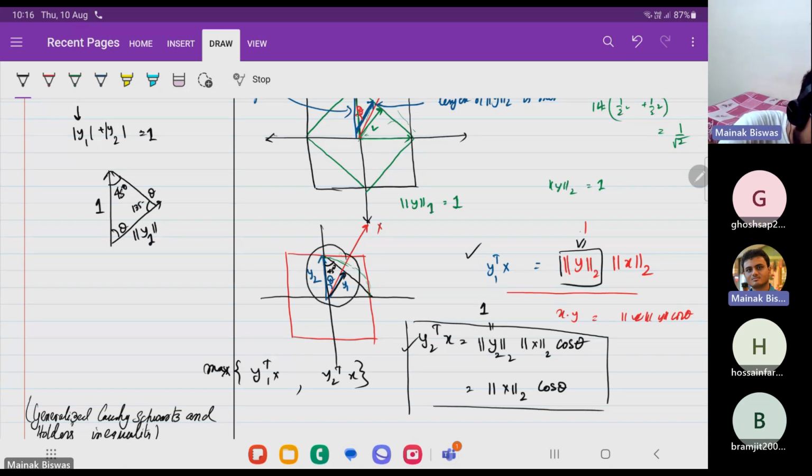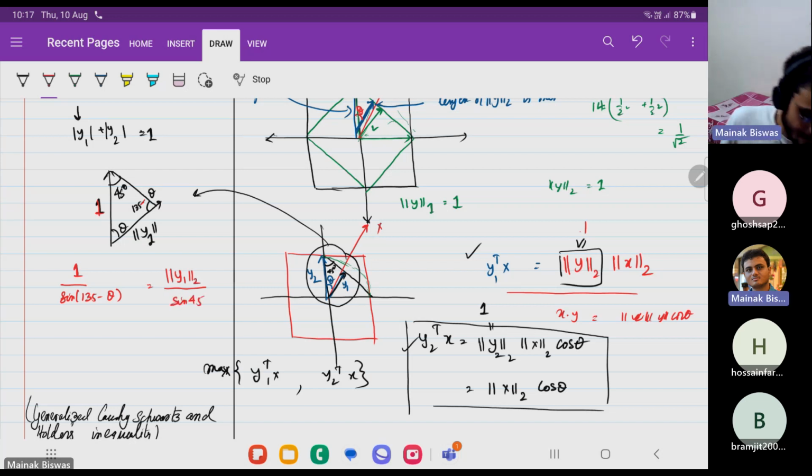I'm drawing this triangle over here. So what will I use? Give me an intelligent answer. What can I use to find y in just 1 second? The cosine law. Yes, sine law is even easier, right? Sine law will be even easier. So 1 by sine of 135 minus theta will be equal to the length of y1 by sine 45. Do you agree?